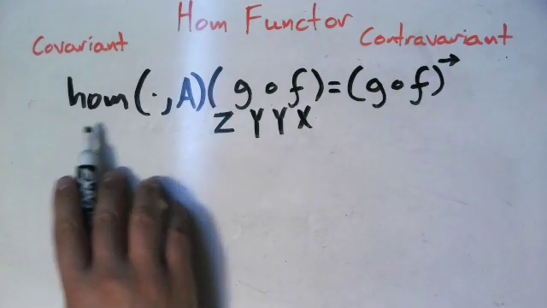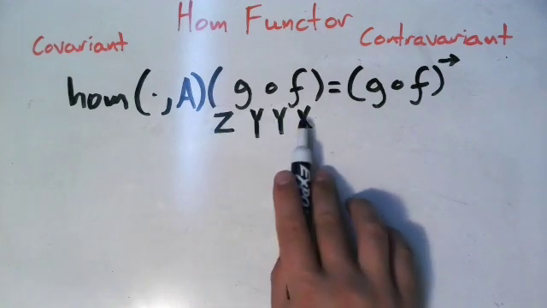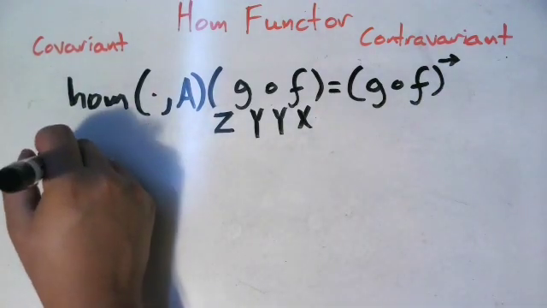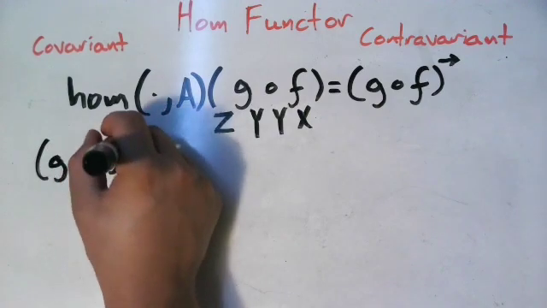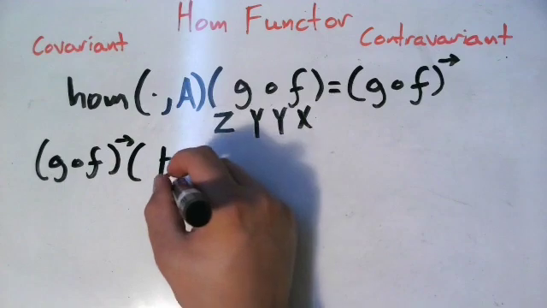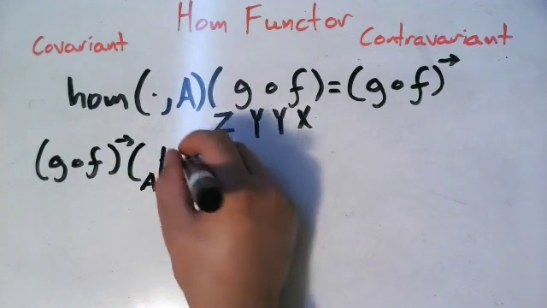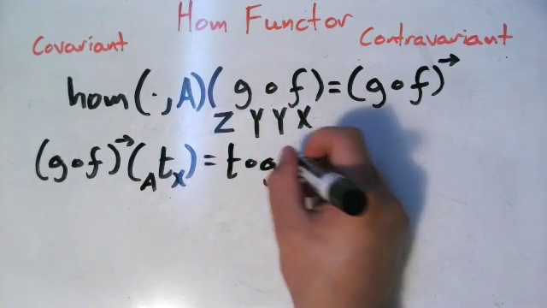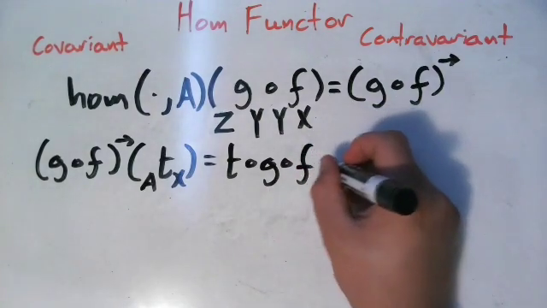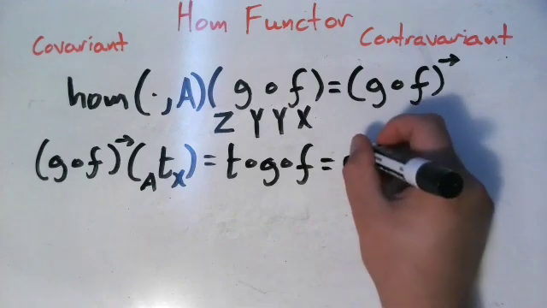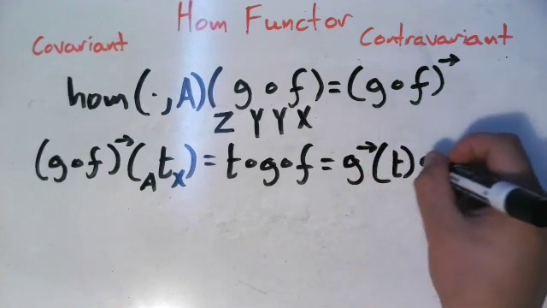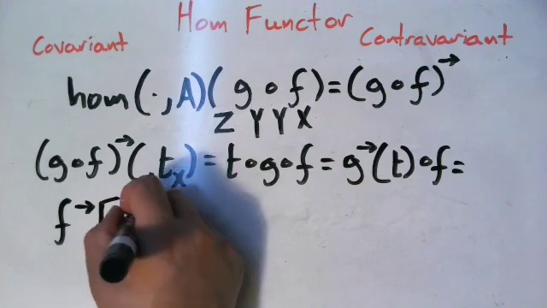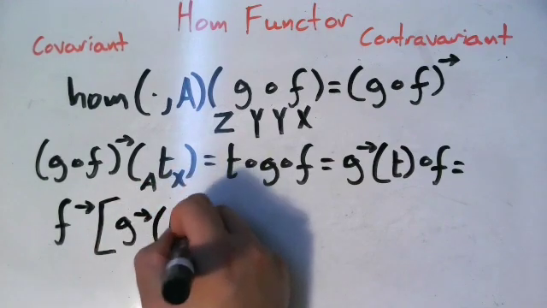So in this case, we're applying hom(-, A) to the composition of G and F, which will give us precede by G after F. So if we apply precede by G after F to some t going from X to A, then we get t after G after F. But this is precede by G applied to t after F, which itself is precede by F applied to that result, precede by G applied to t.